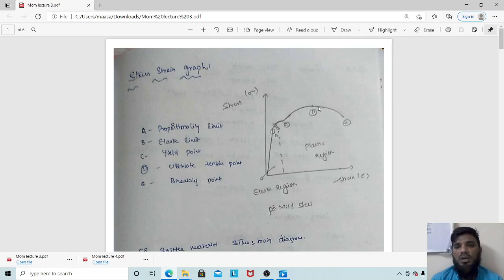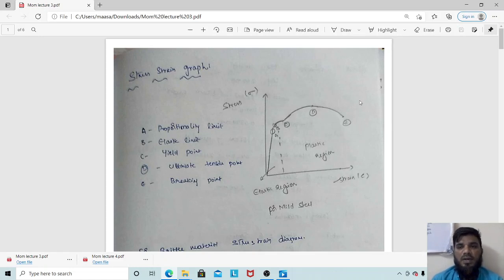You are not trying to increase the stress, yet the strain is increasing, and it will reach a point where the material will break into pieces. That is nothing but the breaking point. Here the material will break into two parts. If it is a ductile material, it will break into cup and cone shape.